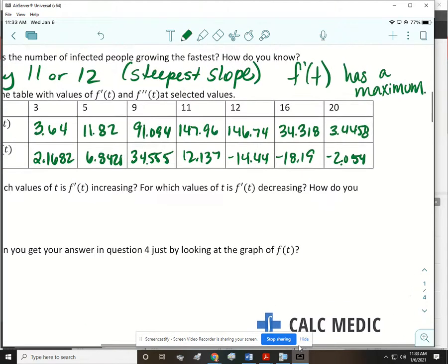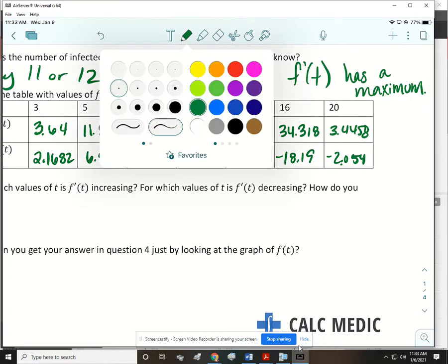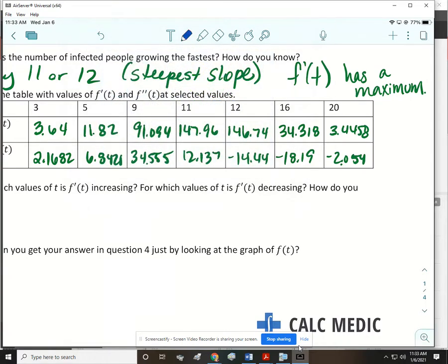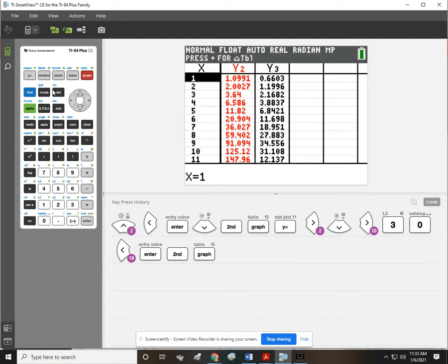Okay, now I want to find that maximum of f prime of t, and I'm going to add it to the table. All right, so I'm going to add one more point. So I'm going to go back to the calculator, and I'm going to look at the graphs of these two functions. So I'm going to change my window.